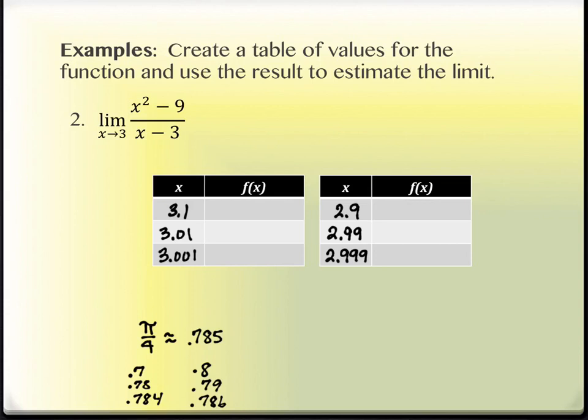Okay, so let's go back to our example itself. So we need to find the y values that go along with 3.1, 3.01, and so forth. So let's go back to our calculator, take a look. So we're going to do 3.1, 3.01, and 3.001, 2.9, 2.99, and 2.999.